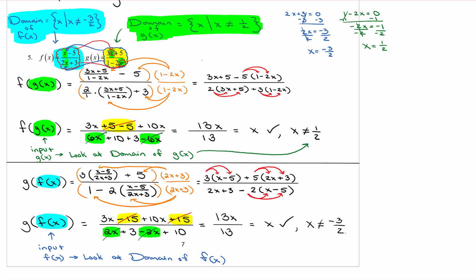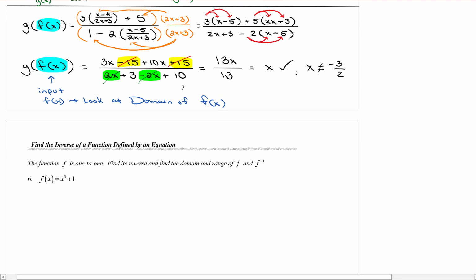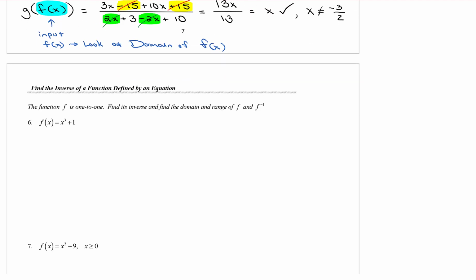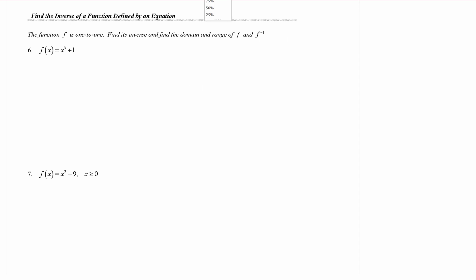And once again, we're not going to box in a final answer because the final answer here is all of the work we did, because they asked us to verify if these were actually inverses of each other. And in that case, the work is what's going to verify that they're inverses.